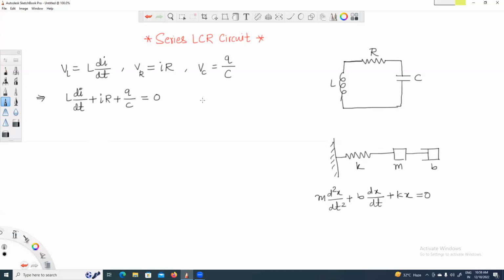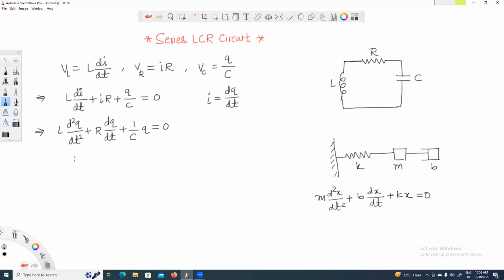So let me write the relation between the electric charge and current. Our electric current is the rate of change of charge, so I is dq over dt. If I put this expression for I into the differential equation, what do I get? L times di by dt, which will be the second derivative of q with respect to t, so d2q over dt square, plus R, the resistance, times dq over dt, plus 1 over C times q, is equal to 0.